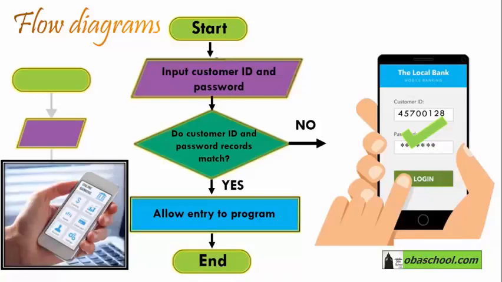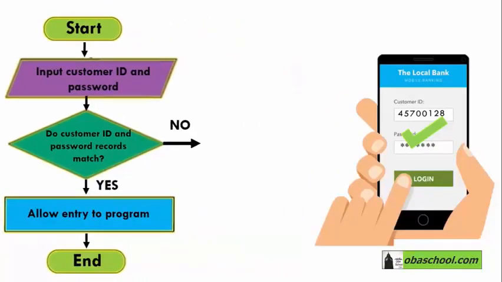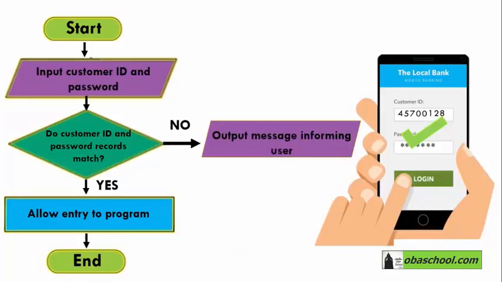Okay, now what will happen if the customer ID and password don't match? The first thing is to output a message for the user. We already said that this symbol is used when we need to send a message to the user. So when we want to output something, output message informing user. That means we have to inform the user that there is a wrong username or password.